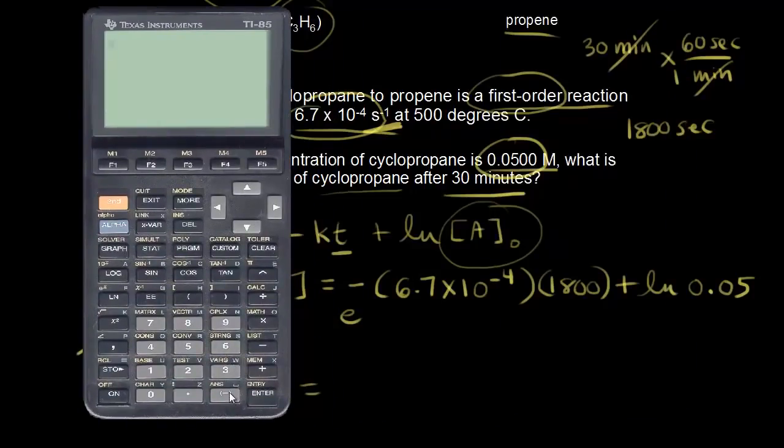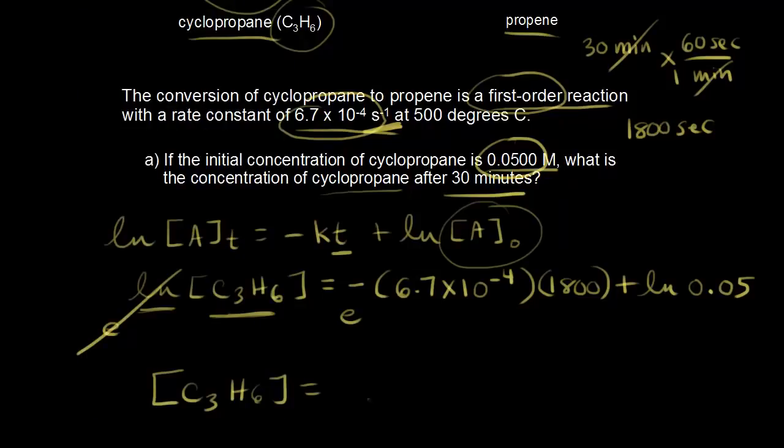We have negative 6.7 times 10 to the negative 4. We need to multiply that by 1800 seconds. And to that, we're going to add the natural log of 0.05. And then we need to take e to our answer, and e to our answer gives us 0.015 molar. And so that's our answer. Our concentration of cyclopropane is 0.015 molar.